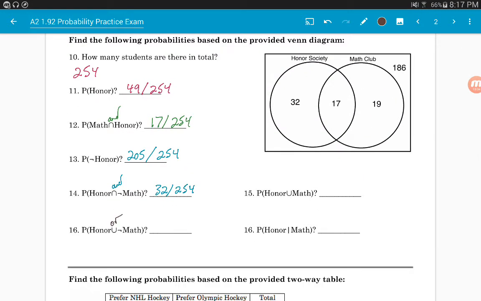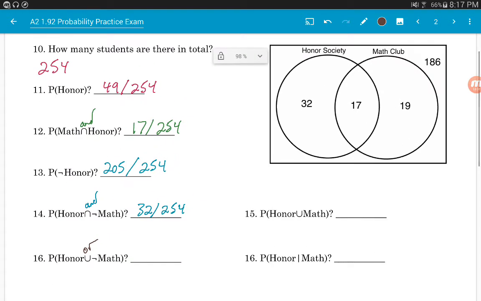Honor or not math. So if you're in honor or not math, you get included. So they're in honor, and they're in not math. You only need to be able to check off one, right? So let's see, honor society, yep, they're in honor society and they're not in math. So they're included, they're good. Now these guys in the middle, the 17, they're in honor society, but they're in math club. But they still got one check, so they're good. They're allowed. They're included.